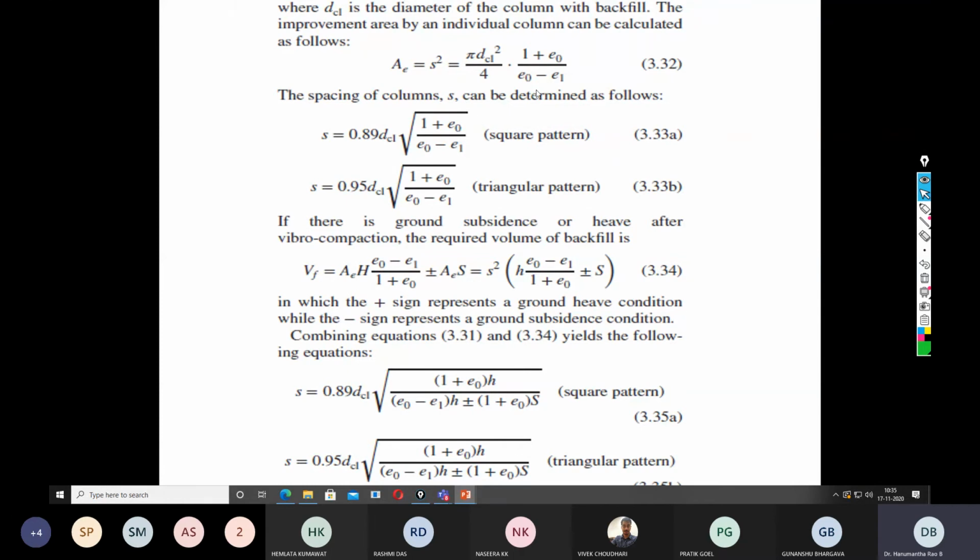Now here, since we are talking about backfilling, we have to take into consideration the spacing. We can typically go for two varieties of spacing, square pattern or triangular pattern. For the square pattern, this is how we can calculate, and for the triangular pattern, this is the analytical equation. Keep on substituting the spacing equation, and then we will arrive at this analytical equation.